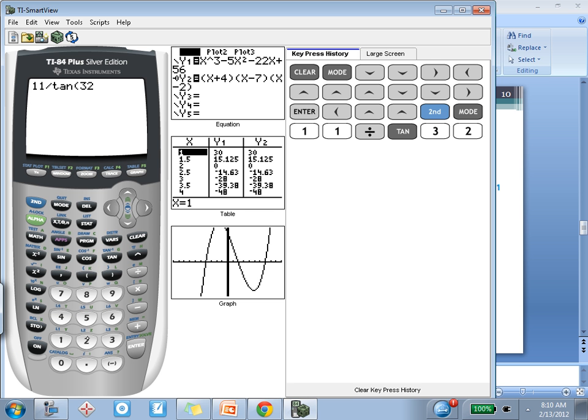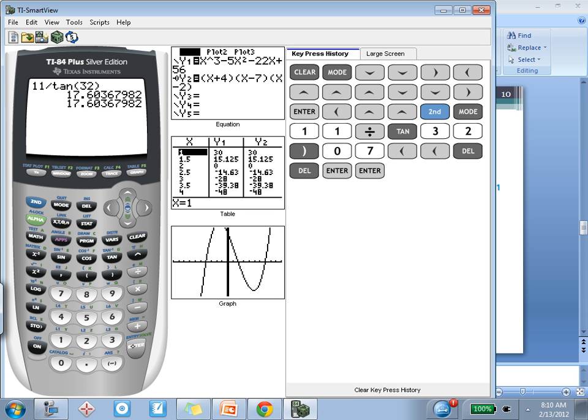There is no degree sign on the calculator, and I want you to get in this habit. Make sure you close your parentheses. See how it opened one up for you? Make sure you close it. Close your parentheses, and then hit enter. Yeah. 17.6? Yeah. Everybody get that?